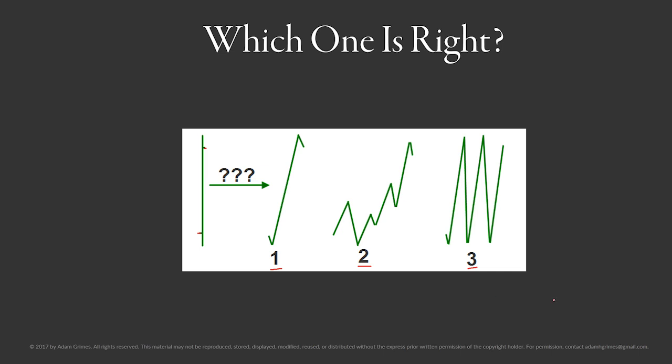And the answer is we don't know. Could be any of these. There is no way to tell. Some of these are probably a lot more likely than the other. Number 3 is probably not very likely. Number 1's probably quite likely, but we don't really know. And that's just the loss of detail that we're stuck with.